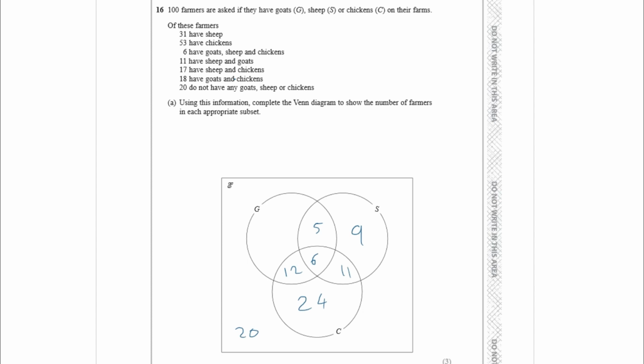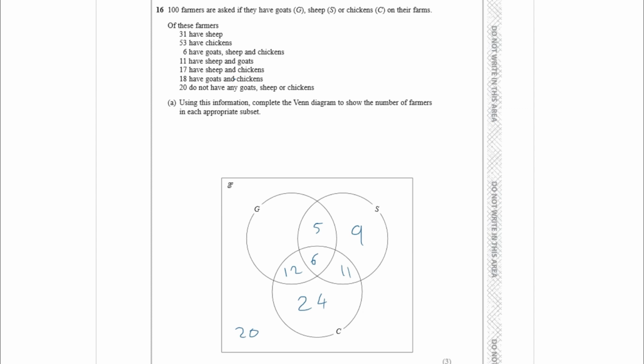Okay, super. So using this information, complete the Venn diagram to show the number of farmers in each appropriate subset. So I guess we've done that, and we know that we have 100. So I guess the last point is to try and figure out G here, which we don't know. So let's figure out G. So 20 plus the whole set of chickens here, that'll be useful because we can just use the 53 number that we have for the C set. So 20 plus 53 is 73.